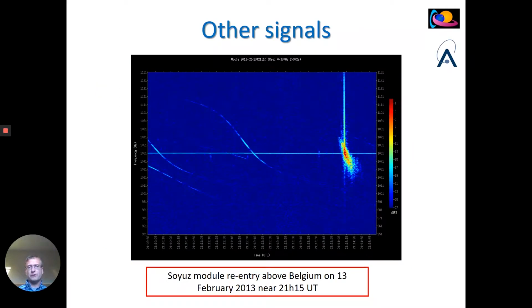Sometimes we do peculiar observations in our data. In 2013, after a visit of the International Space Station, the Russian capsule Soyuz re-entered the Earth's atmosphere above Belgium and created an artificial meteor.